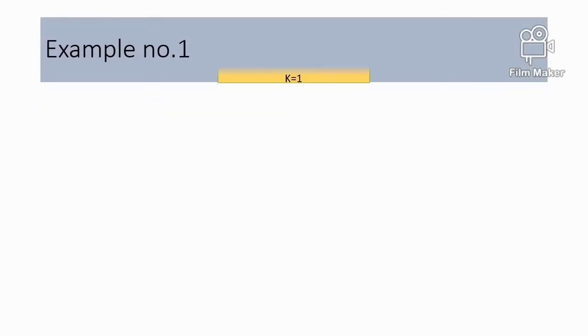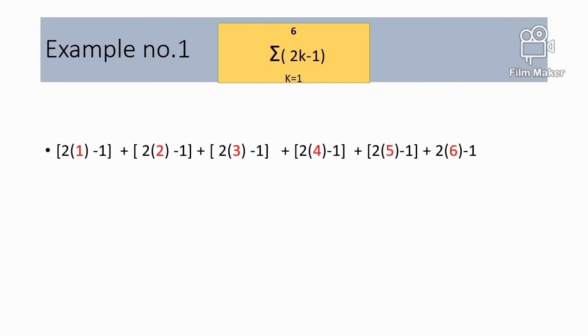Example number 1. We have the summation of 2k minus 1, where k is equal to 1 and n is equal to 6. First, we will substitute: 2 times 1 minus 1 plus 2 times 2 minus 1 plus 2 times 3 minus 1 plus 2 times 4 minus 1 plus 2 times 5 minus 1 plus 2 times 6 minus 1. And we will get the value of each term. So we have 1, 3, 5, 7, 9, and 11. You will get a total of 36.